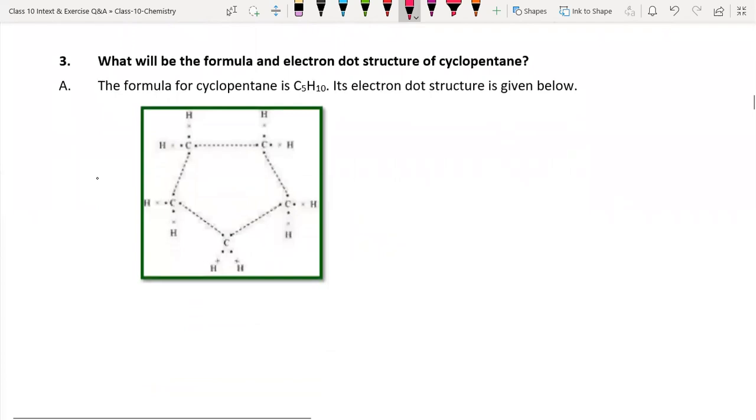What will be the formula of electron dot structure of cyclopentane? Guys, whenever you get a question, cyclo, just you go with the formula alkene. What is the general formula for alkene? CnH2n. What they have given? Cyclo. Whenever they have given cyclo, go with alkene, and it is pentane.